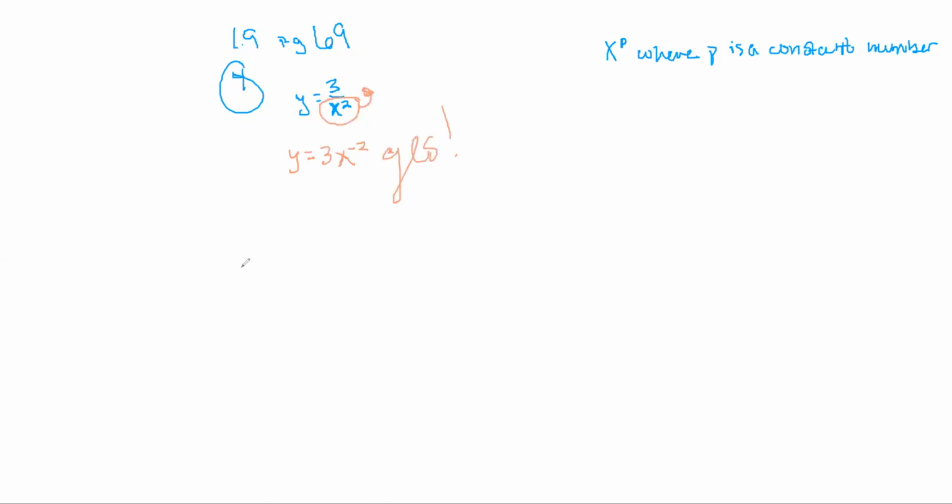What about number 9? That looks like y is equal to 3 times 5 to the x. No, because x is in the exponent spot. Exactly.